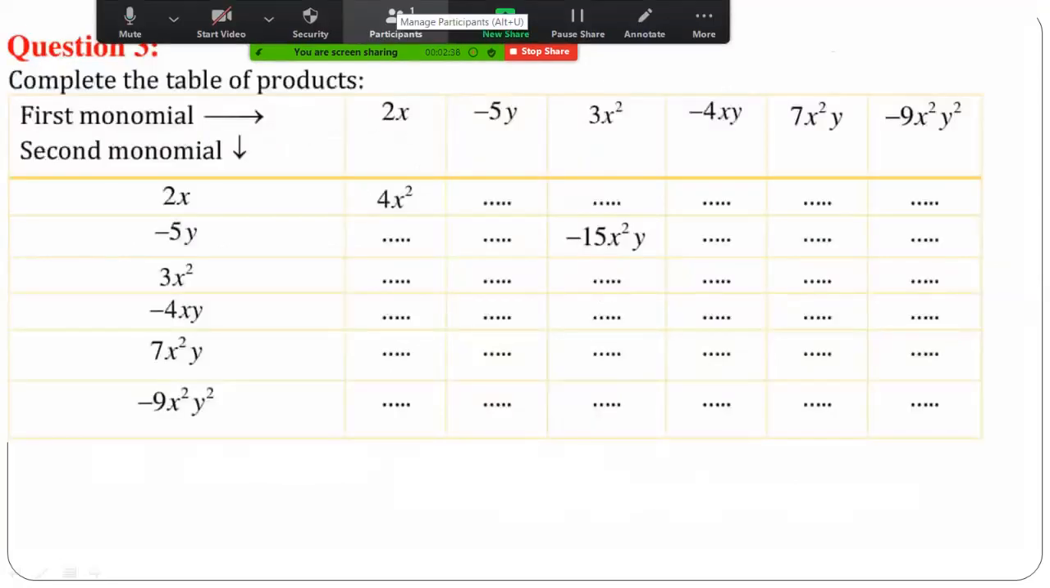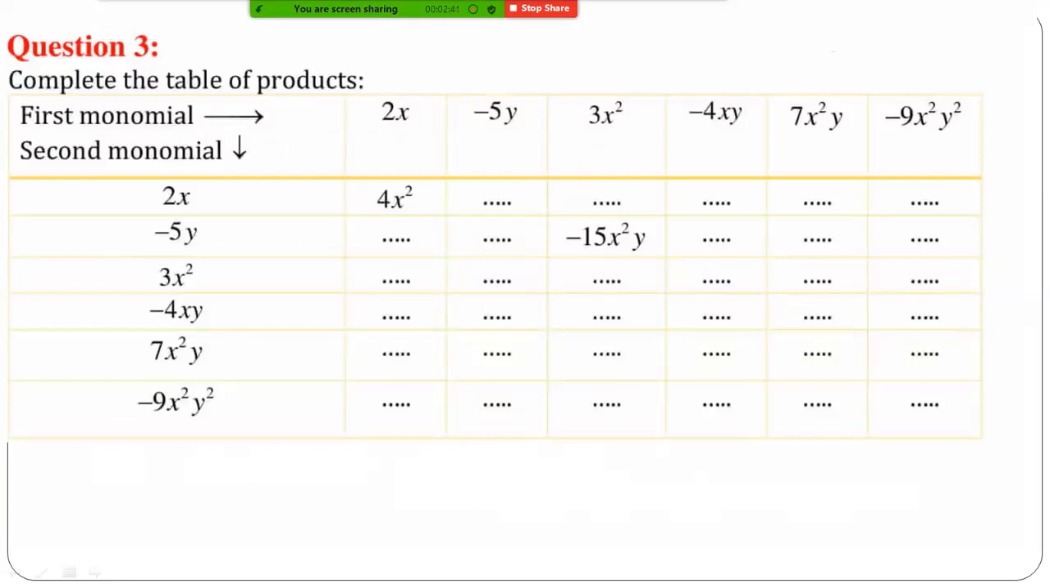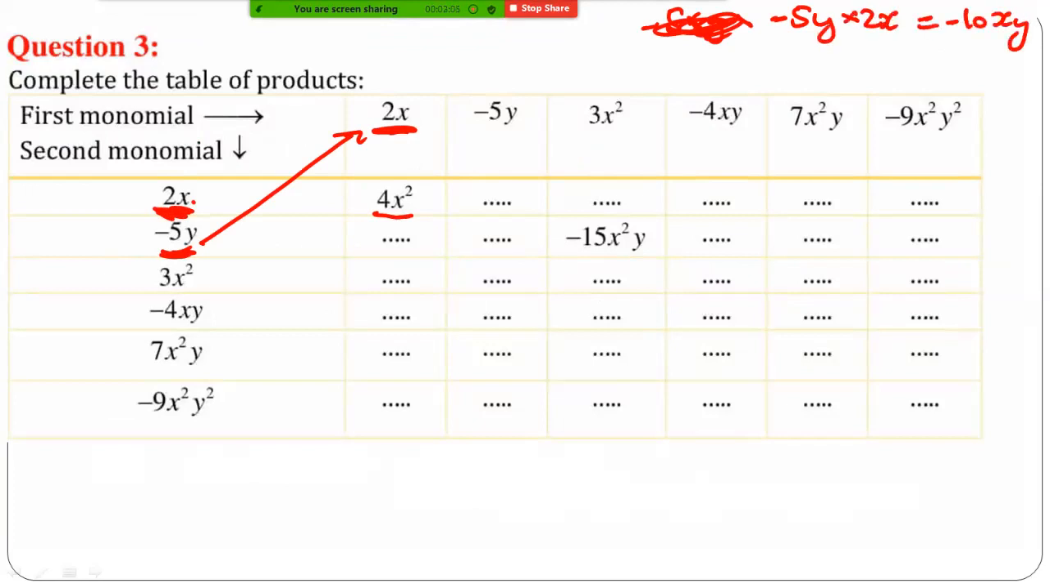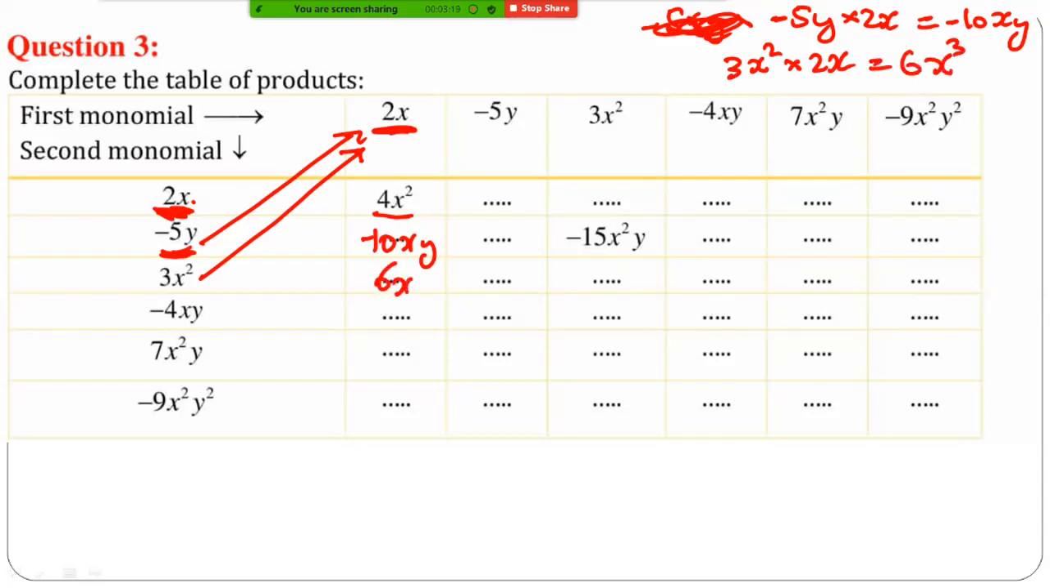Next is complete the table of the product. In this table, the first term is multiplied by the first term. So 2x is multiplied by 2x, you will obtain 4x square. In the second, minus 5y is multiplied by 2x, you will obtain minus 10xy. Next, 3x square is multiplied by this 2x. So the answer will become 6x power 3.